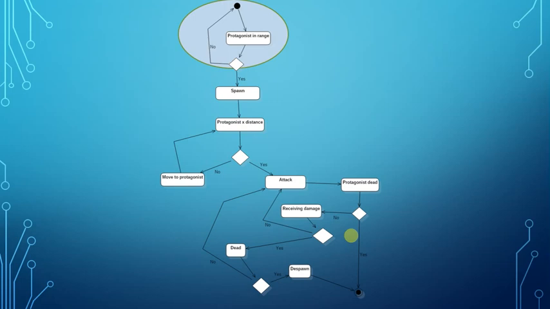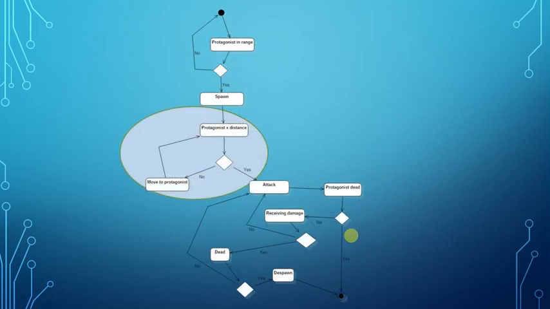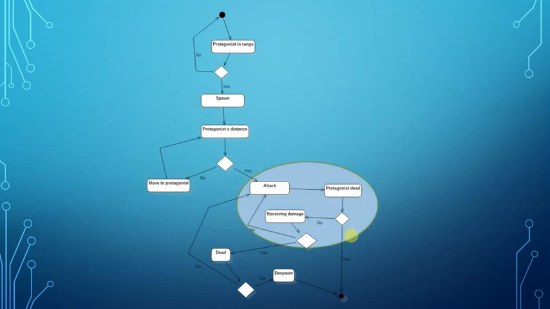Once the protagonist is in range, they spawn and they enter the second loop where they check if the protagonist is X distances away from them. If not, they move towards the protagonist and they keep on going into the loop until that distance has been met. Once that has been met, they attack and they check if the protagonist has died, and if the protagonist has died, the game is over and the user has to start a new game.